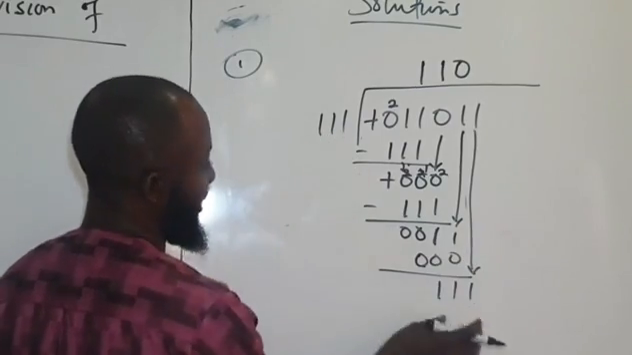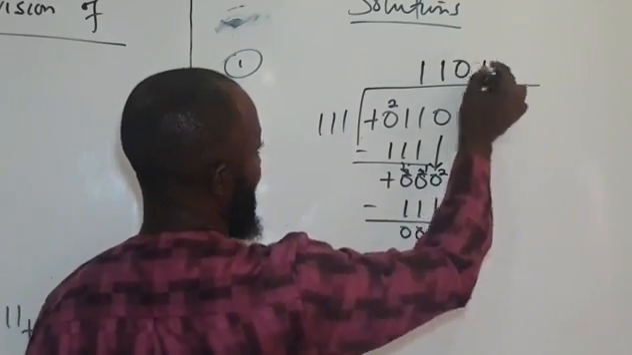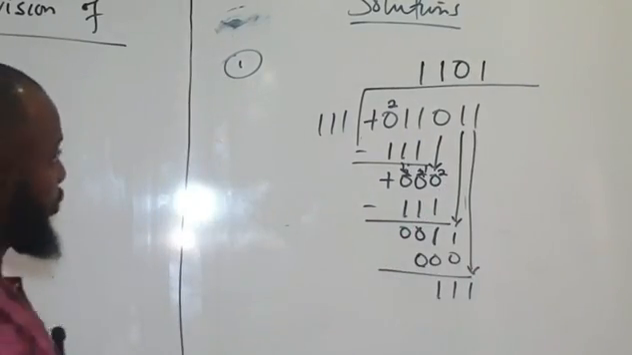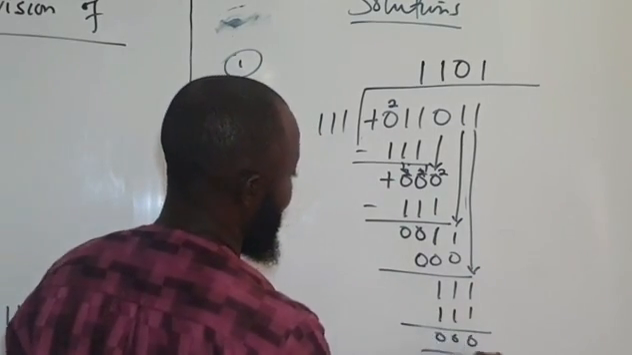So you can see they are the same. 1 1 1 in 1 1 1. That gives what? 1. Hope that is clear. So 1 times this one gives 1 1 1. That gives what? 0 0 0. So that is the end of this.